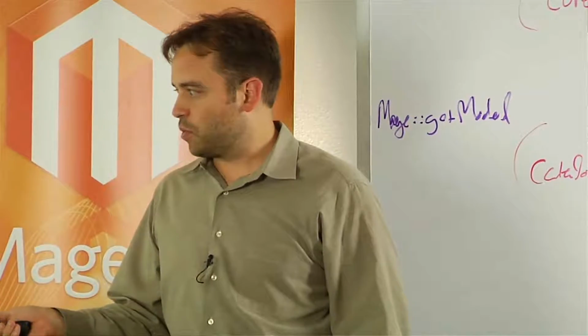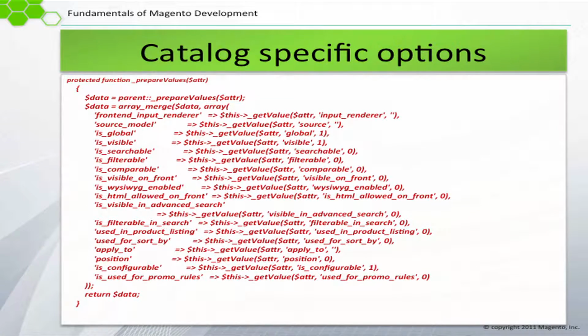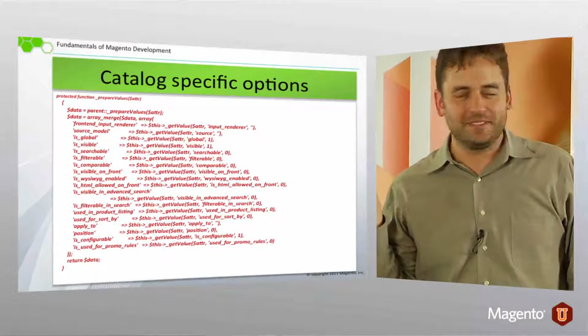One note here: sort order is never evaluated. Oh well. Prepare values. So add attribute runs through prepare values. Why? I couldn't tell you.